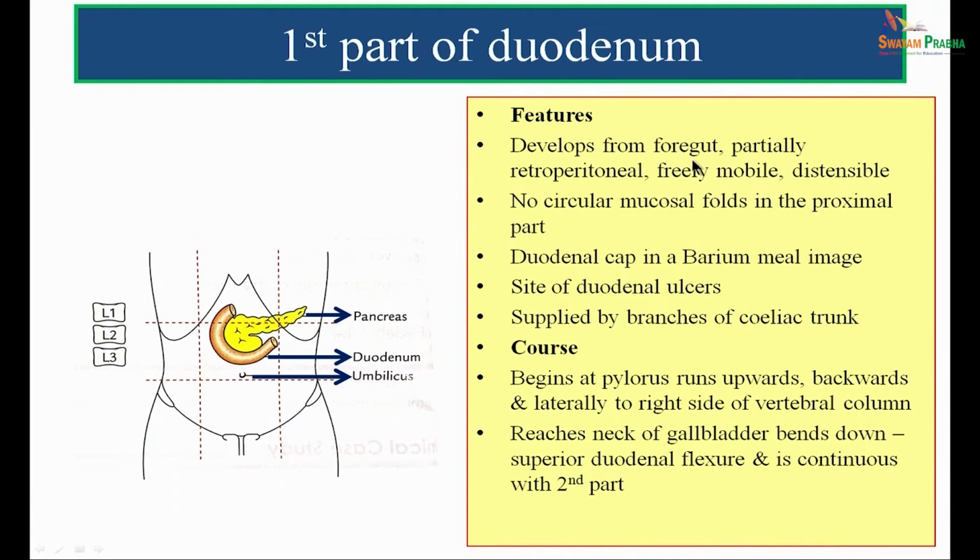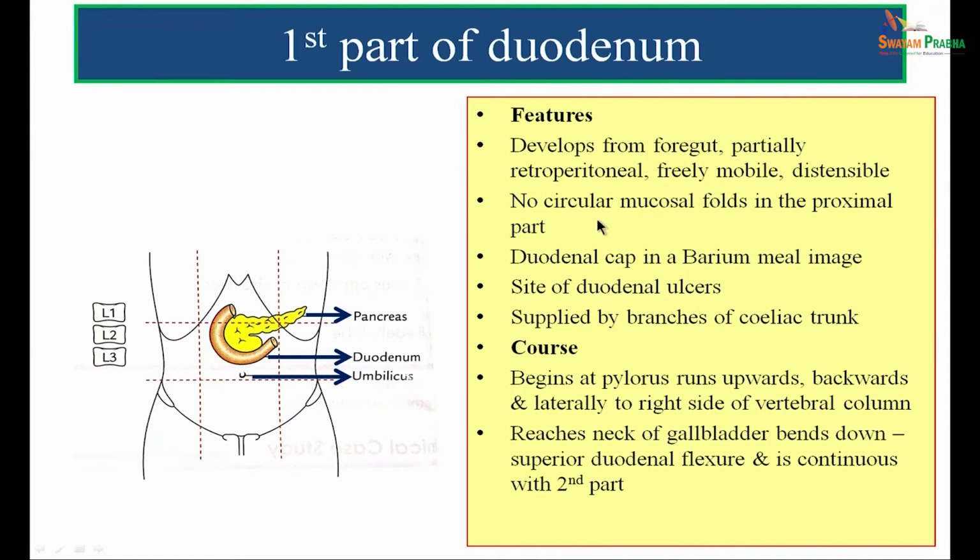The foregut gives rise to the esophagus, stomach, the first part of the duodenum and the upper part of the second part of the duodenum. So, here the first part of the duodenum is developing from the foregut. It is partially retroperitoneal, it is freely mobile and distensible. There are no circular mucosal folds in the proximal part.